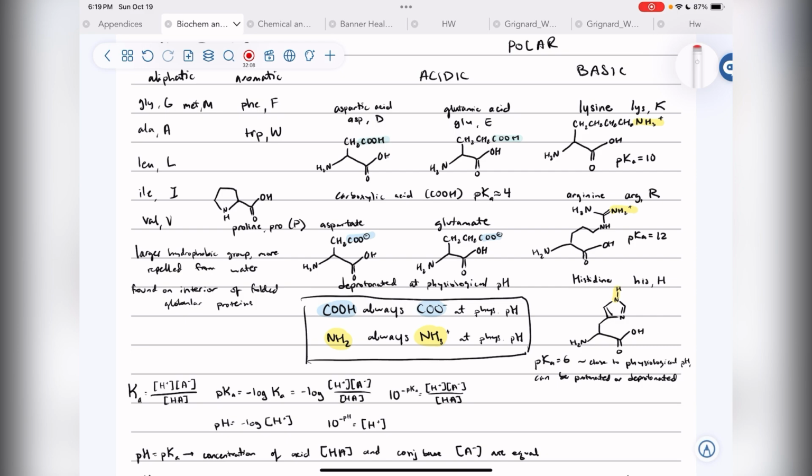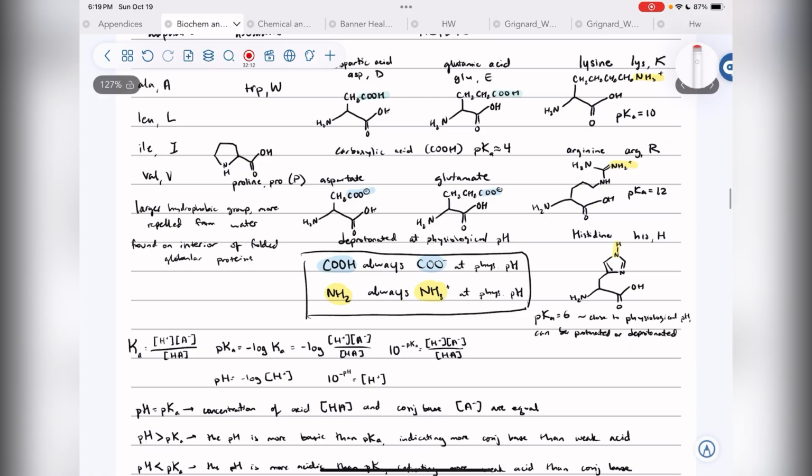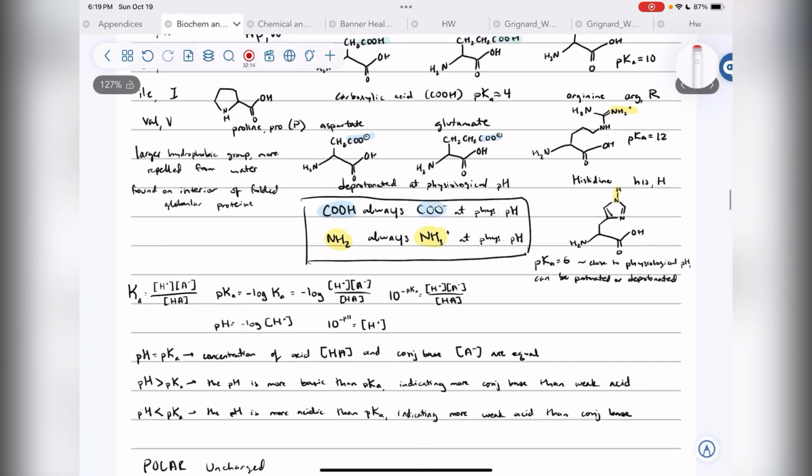Same thing, the acids, there's only 2. There's aspartic acid and glutamic acid.